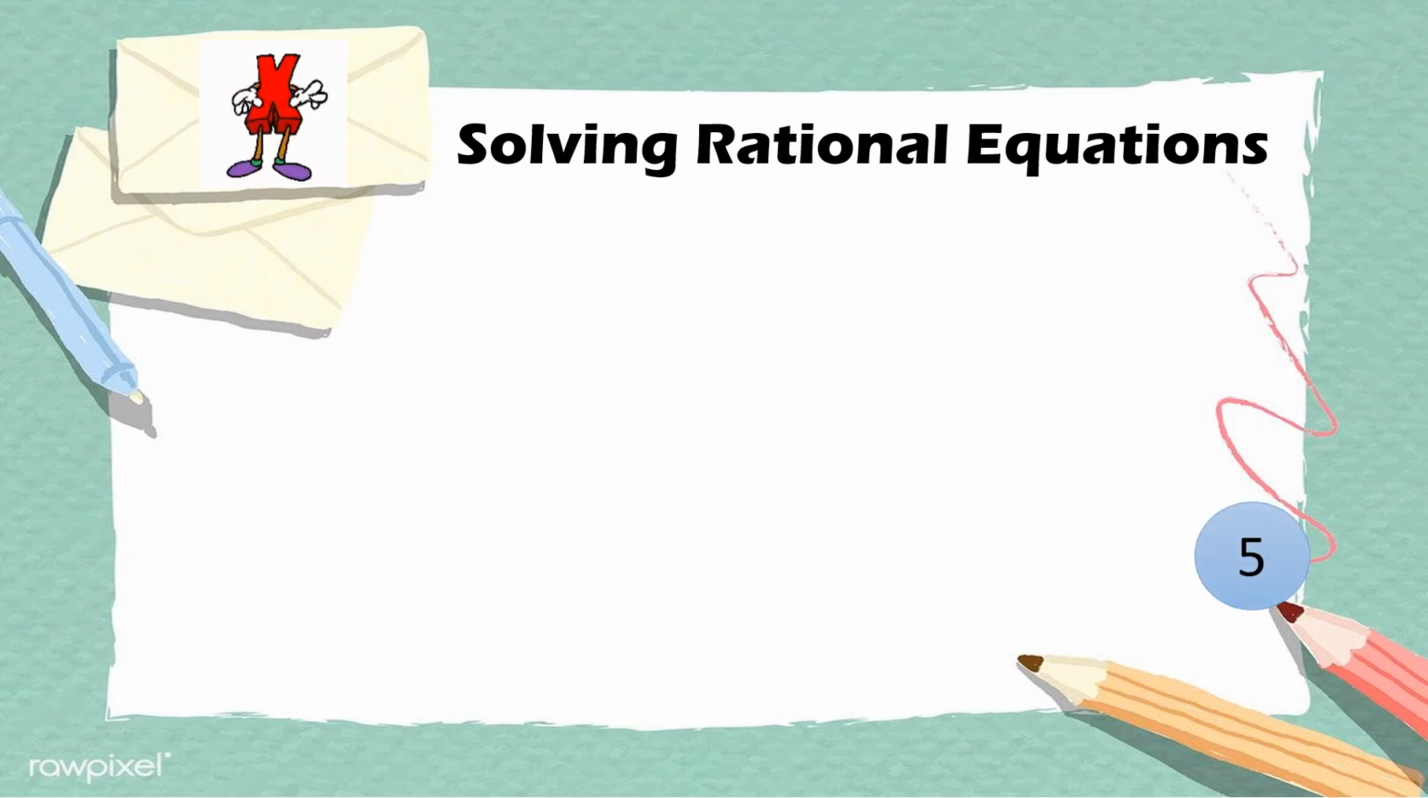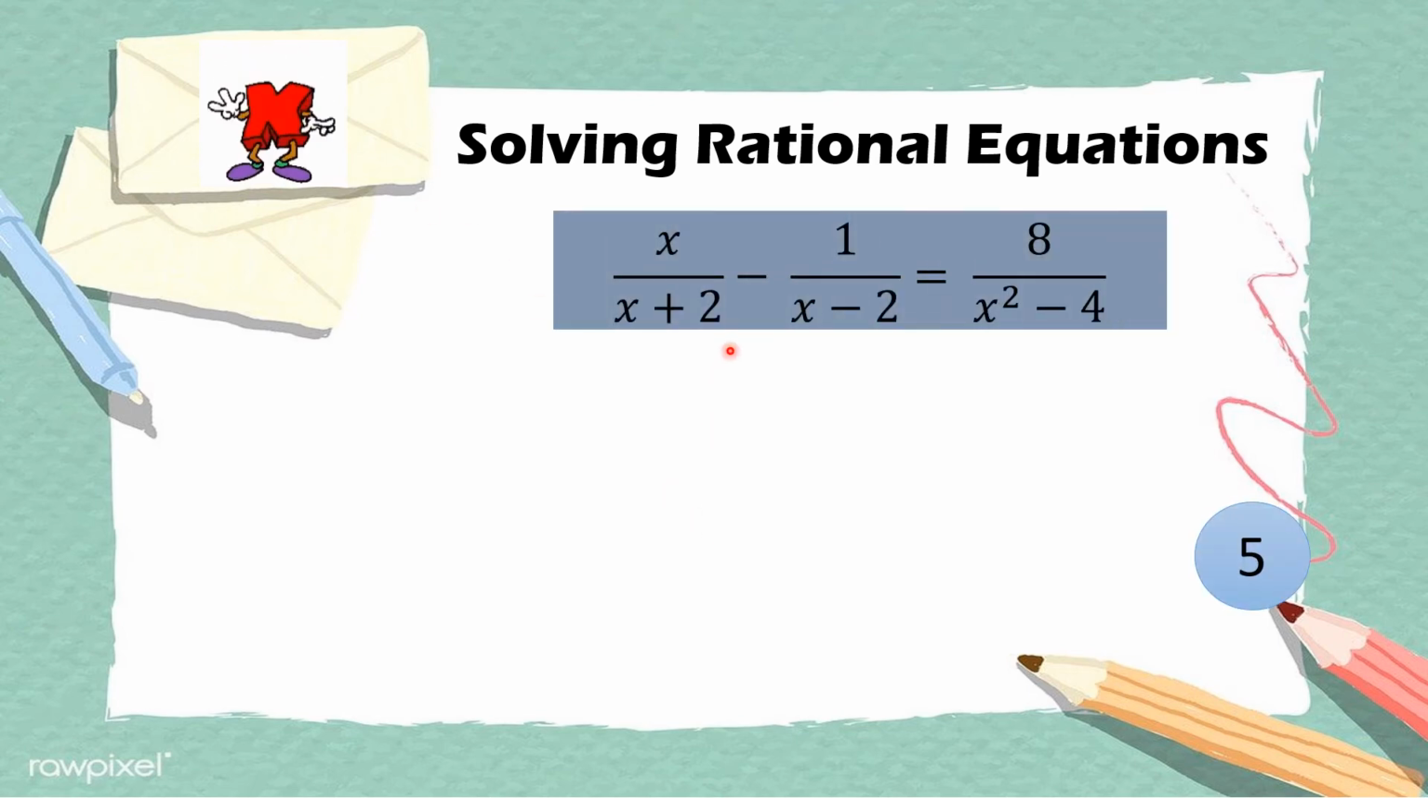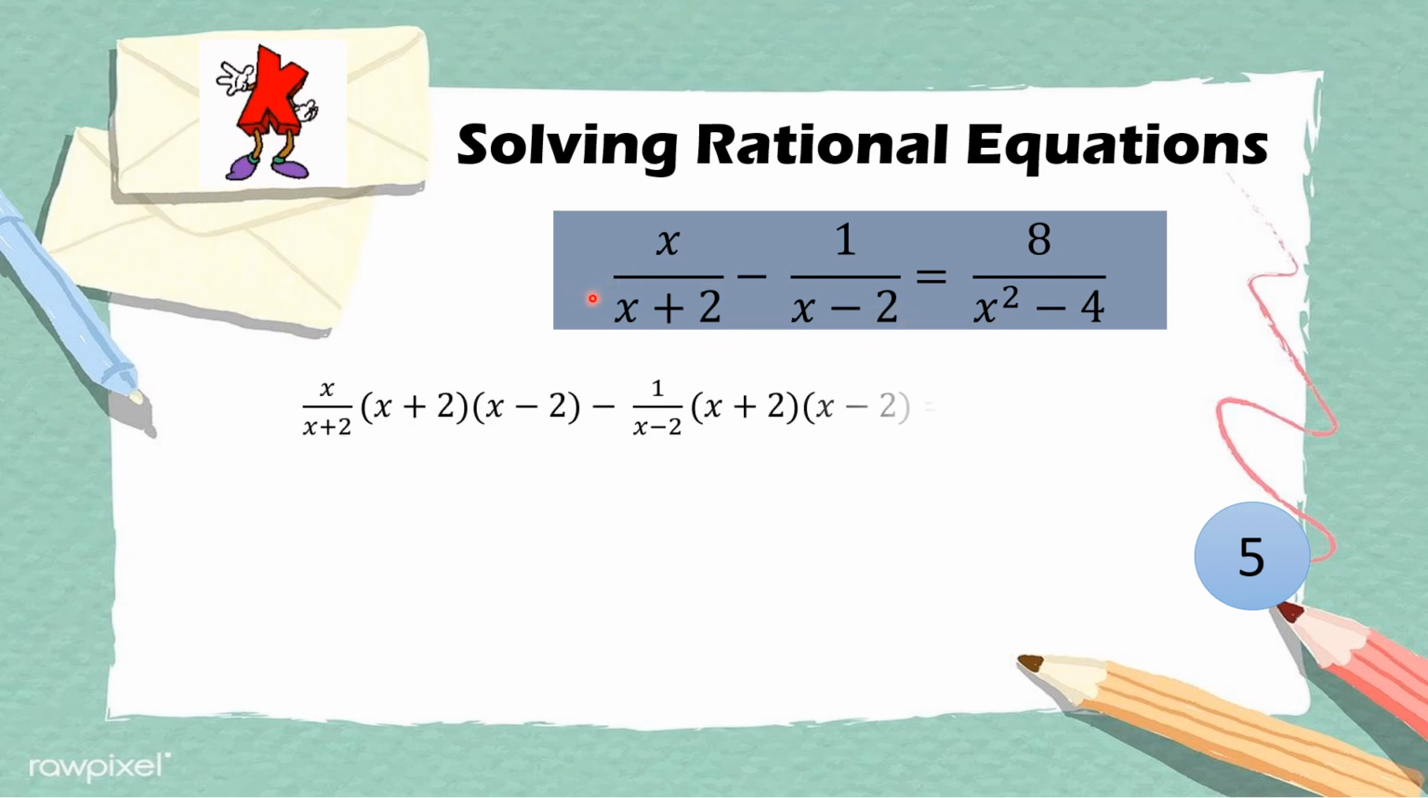Okay, for our final example, x over x plus 2 minus 1 over x minus 2 equals 8 over x squared minus 4. Following the first step, you will find the LCD of these rational equations. So, to find the LCD, simply multiply the numbers in the denominator. Since the product of x plus 2 and x minus 2 is already x squared minus 4, you can use this as your LCD.